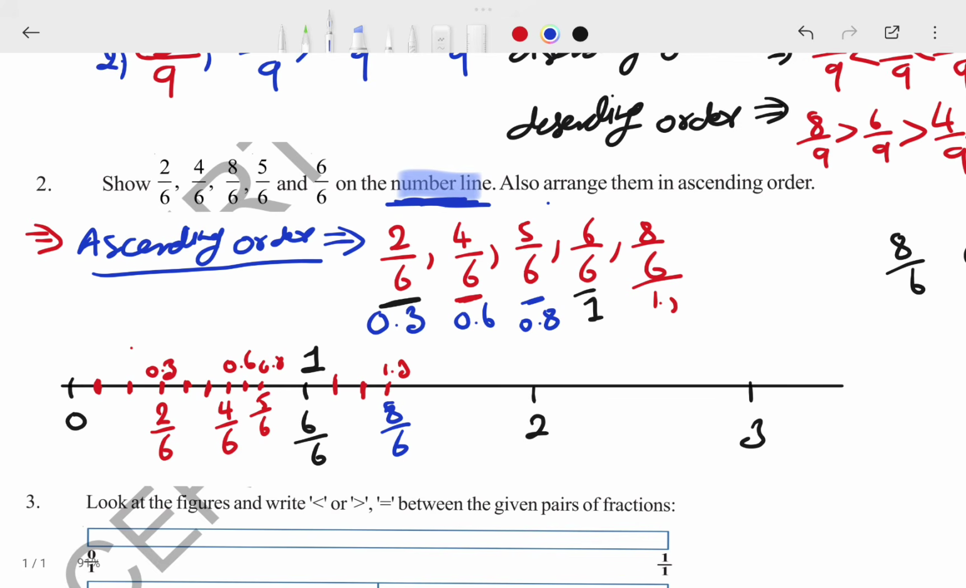So fractions are not possible to plot on the number line. So what I did, I took these numbers and divided by the lower number. I take these numbers and divide by the 2. After dividing, I get 0.3, 0.6 and this one. And these numbers we can easily plot on the number line. So I already plotted here. Okay, so overall this second question is also clear.